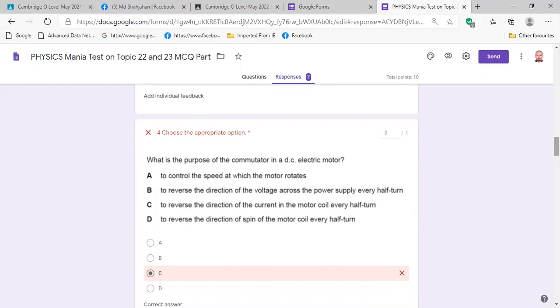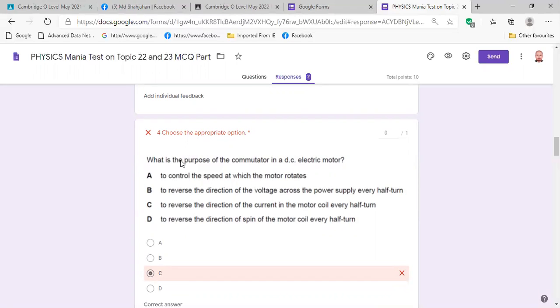Yeah, your answer is not incorrect. I cannot say it's incorrect, but it's not the appropriate one. Okay, why? The reason is they are asking about the purpose, and purpose is related to the target, or what is the output of that. And the one you said, that is the process.